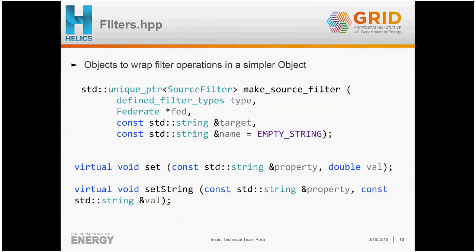The other API is in filters.hpp. This is an object which wraps around the filter calls in the core and federate. And you can make a source filter, and these allow a number of predefined types. And they also have a set function which allows you to set properties on these filters. And this can be done via numerical values or string values.